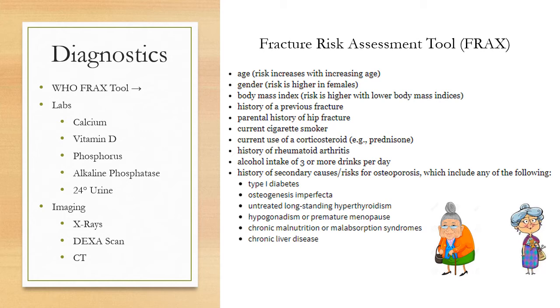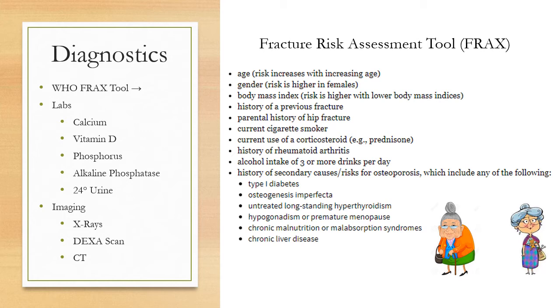What about secondary causes? So say you have type 1 diabetes, that's a risk factor for osteoporosis. Osteogenesis imperfecta is a bone condition where the bones don't form normally, so that's definitely a risk factor. I mentioned the fact that if you have hyperthyroidism or you're taking levothyroxine for a low thyroid condition, but you're taking too much of it, over time, that's going to thin your bones. So don't forget, hyperthyroidism or taking too much thyroid hormone can lead to osteoporosis.